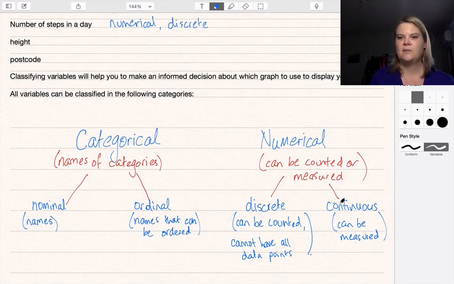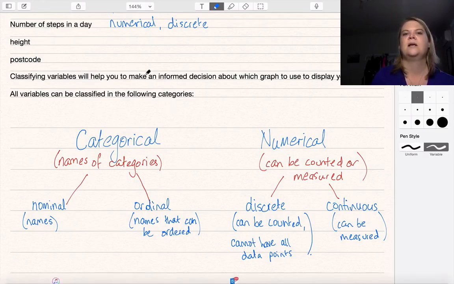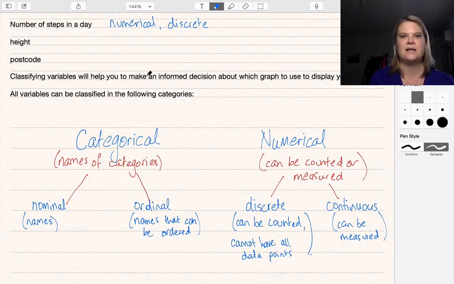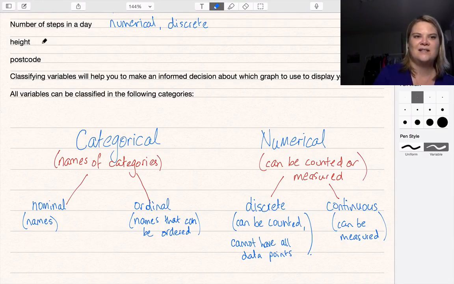Height is an example of a continuous numerical variable because you can measure it and you can have any height in between that you want. You can't just have 186 and 187 centimeters. You can have 186.1, or if you have a really good ruler, you could have 186.012 centimeters. So height is a numerical and continuous variable.